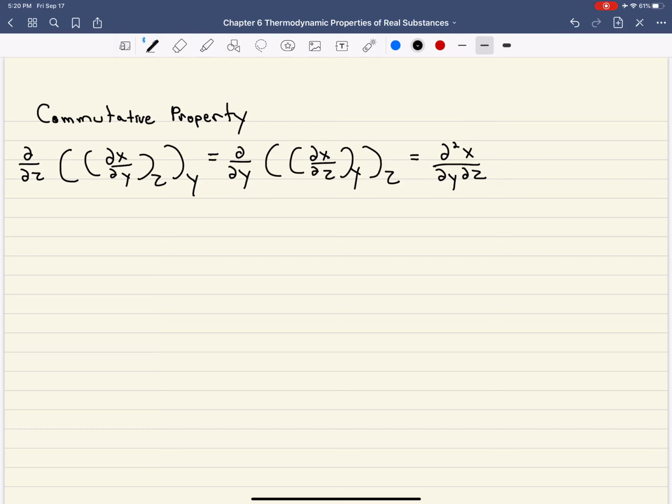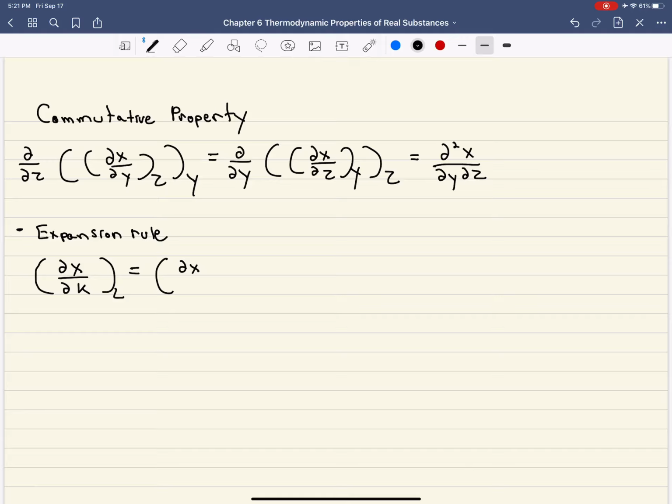Okay? All right. Another useful property of partial derivatives is the expansion rule. All right, and so this is if we had x, the partial derivative of x, with respect to some variable k at constant L. All right. We could rewrite this derivative and expand it out like this.